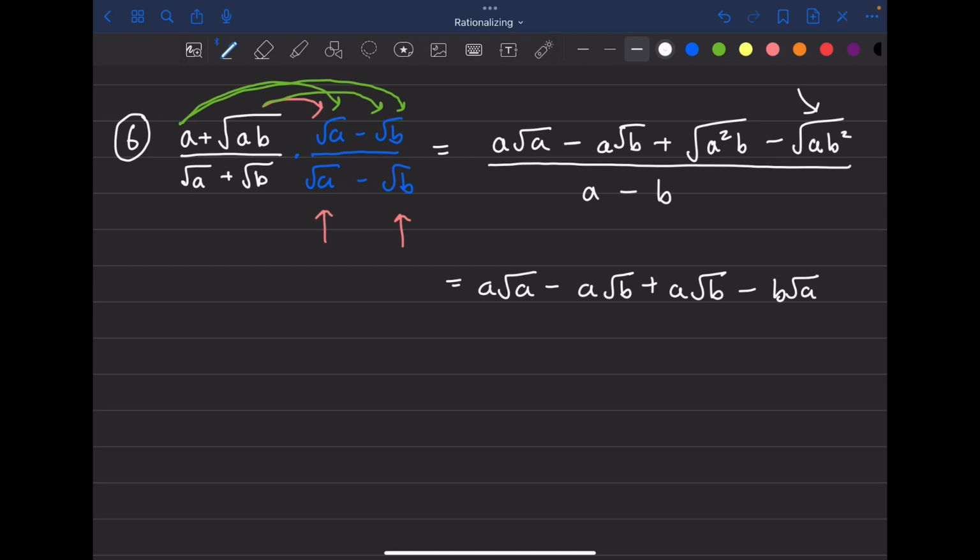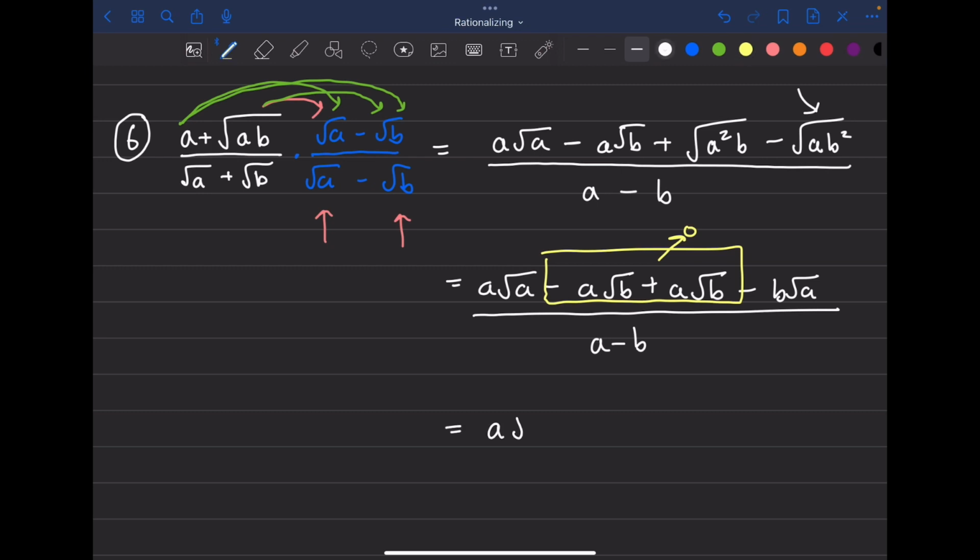Now we notice that we have a few more like terms. First off, these two can go away. Actually, let me write the denominator first. So yeah, all this is over a minus b. But yeah, so we notice that these two can go away because negative root b times a plus root b times a is 0. So all this goes to 0, and then we have two more terms. So this will give us a root a minus b root a over a minus b.